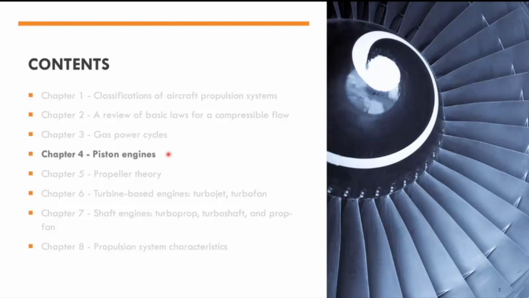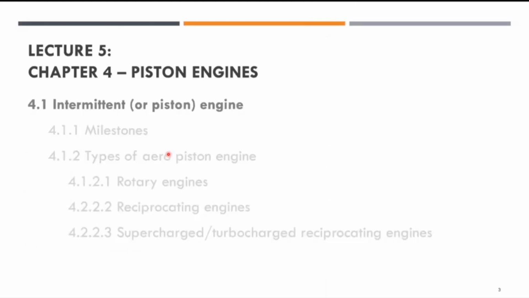So for today, we are going to look into chapter 4, the piston engines. With regard to chapter 4, piston engines, we will cover the content for today in lecture number 5, and we shall continue the second half of the chapter in lecture number 6. So for today, we will look into the aspect of intermittent or piston engines, right?